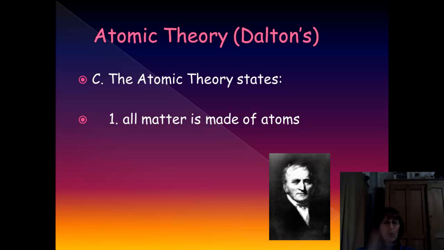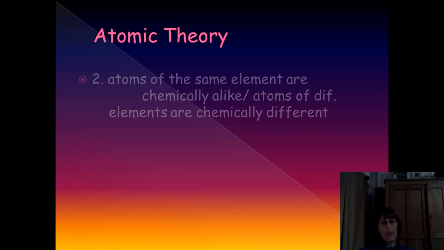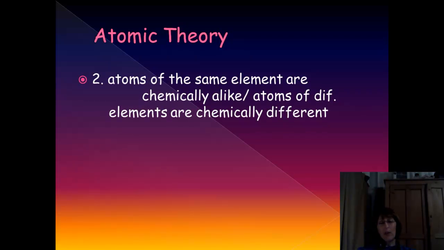You know, we talk about what are all living things made of, and we say they're made of cells. But cells themselves, cells are made of atoms. All right? Number 2, atoms of the same element are chemically alike. Atoms of different elements are chemically different.